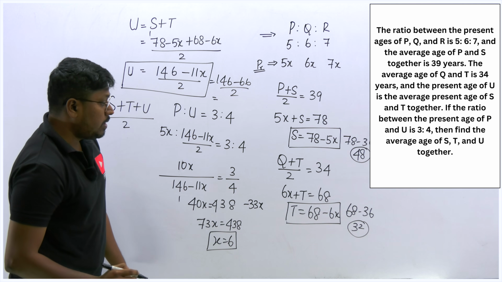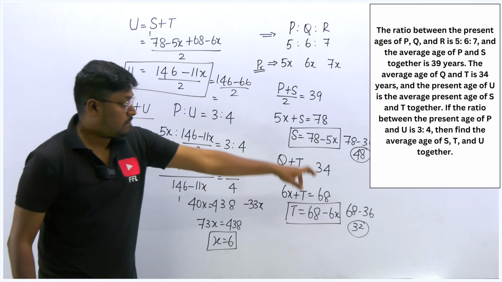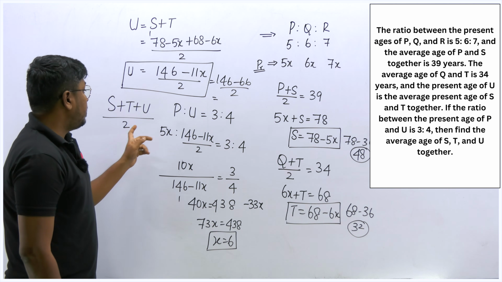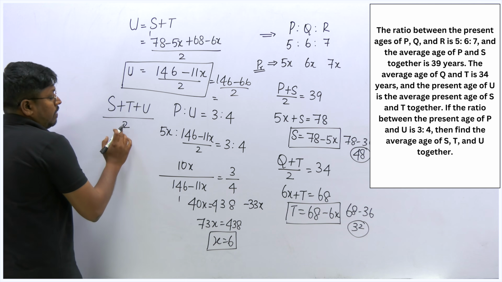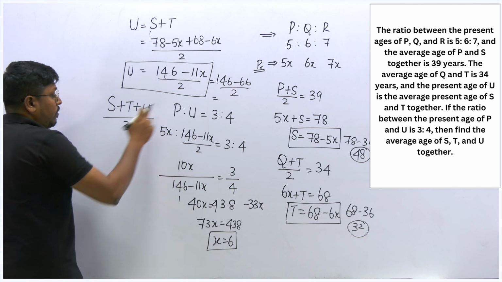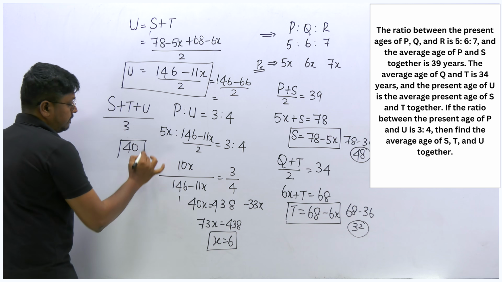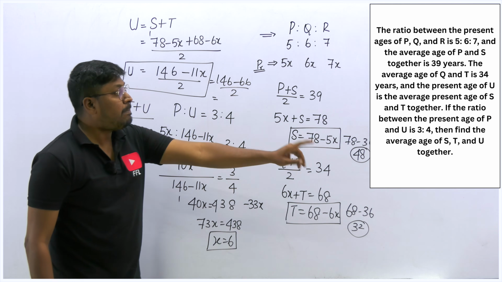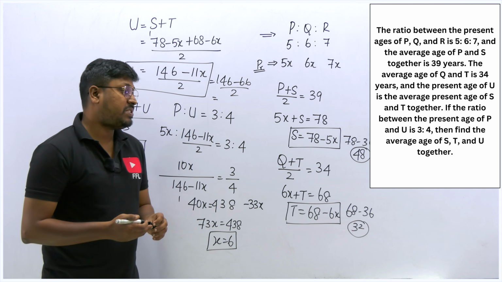See, 32, 48. That will be 80, 80, 160, 4 threes are 12, 120. So in order to find the average, this will be 120, right? That will be 80, 40, 120. 120 divided by 3 will be 40. So finally we can say that the average age of all the 3 persons S, T, U will be 40. So which is the answer for this question, right?